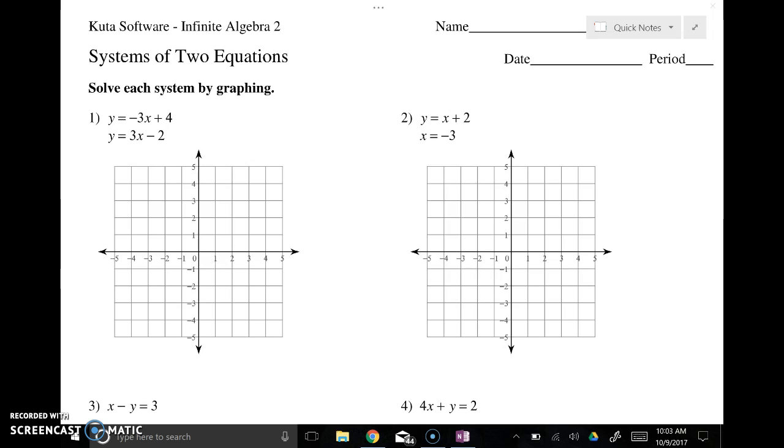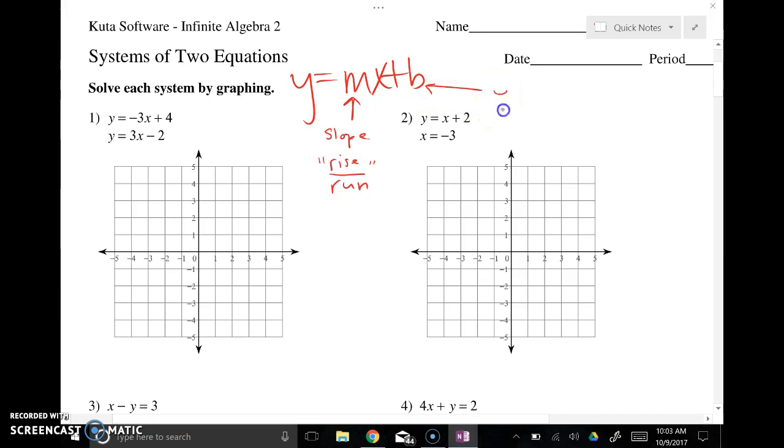Remember, slope-intercept form is our most user-friendly way of graphing lines, where the m is your slope, which is defined as rise over run, and then your b, this number here, is the y value of your y-intercept, and that's where the line crosses the y-axis, and that's a guaranteed point on your line. So we always start with that because we have to graph 2 points to be able to graph a line, and that y-intercept gives us one of those two immediately.